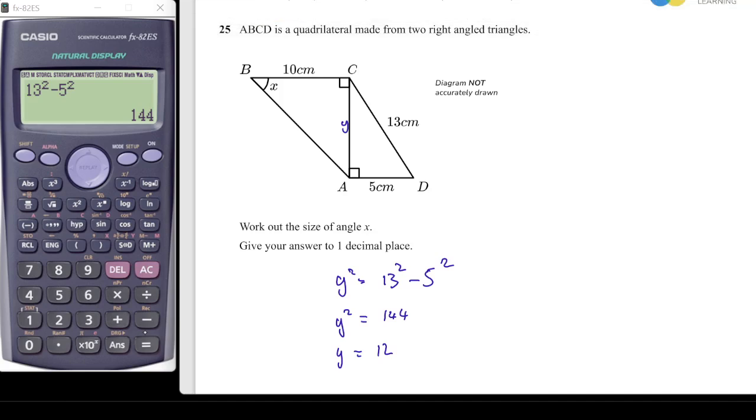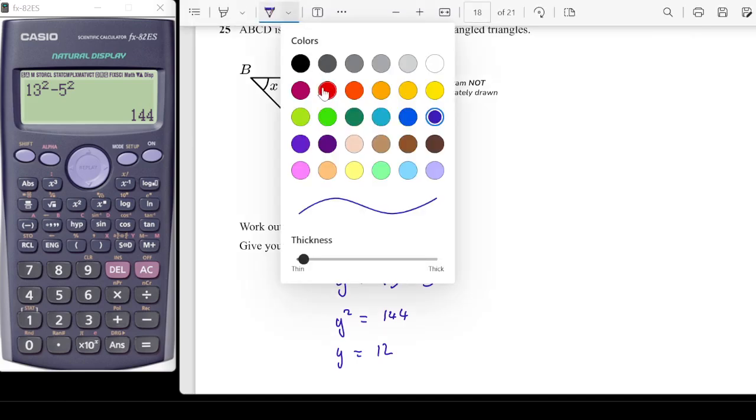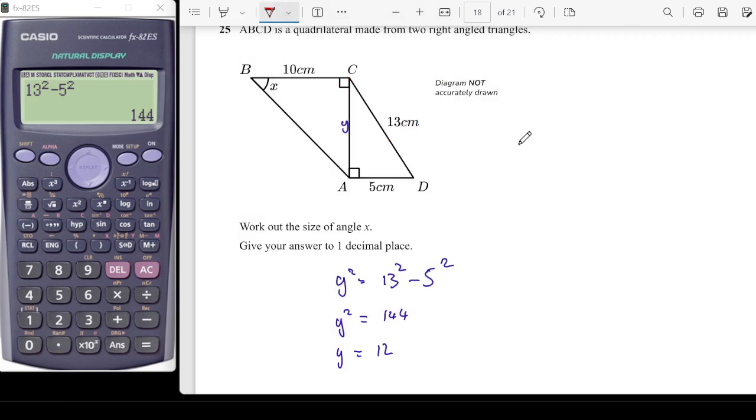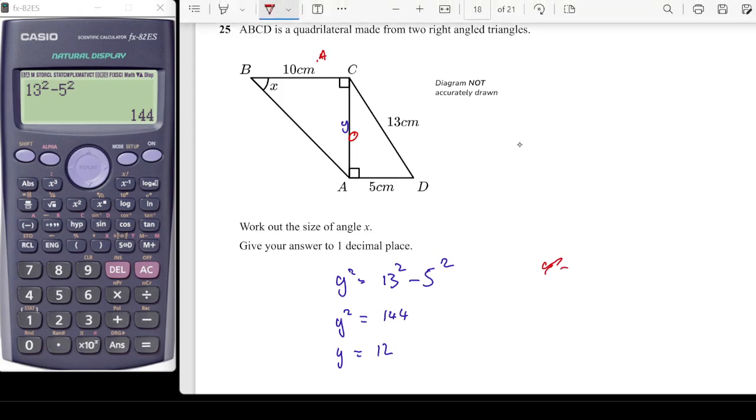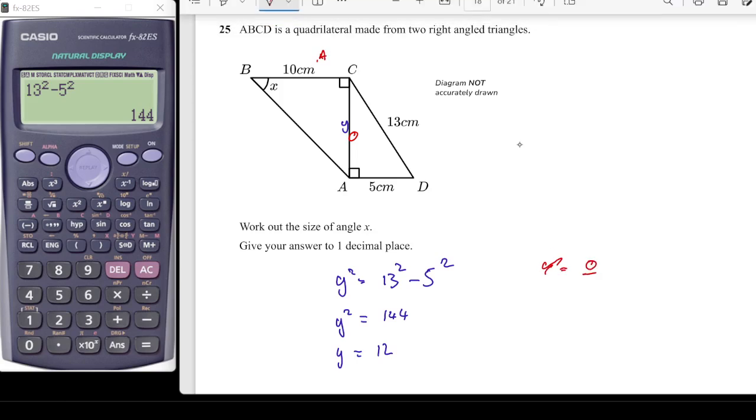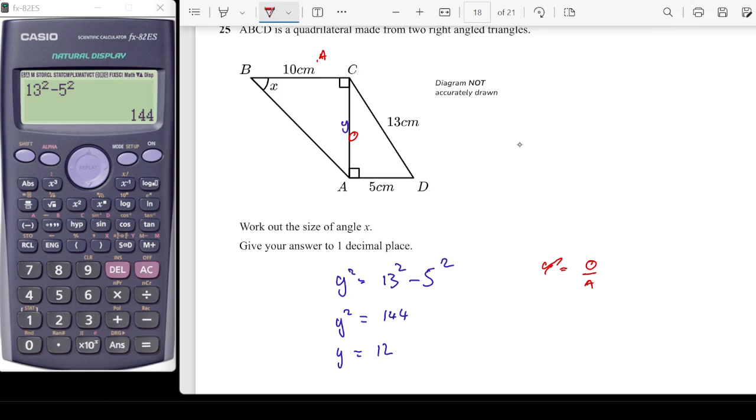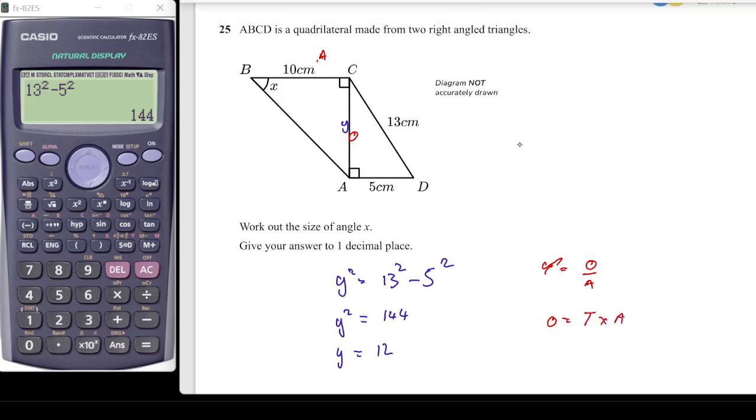So from there, I'm going to say that this is the angle that I'm looking for. I'll change pen color just to show that this is my second stage of working. This is the opposite side, and this is the adjacent side. So I'm going to be using my tan ratio. So tan is equal to the opposite over the adjacent. So I am trying to work out the opposite side, so O is going to be equal to T times A, and then I'm going to substitute in.